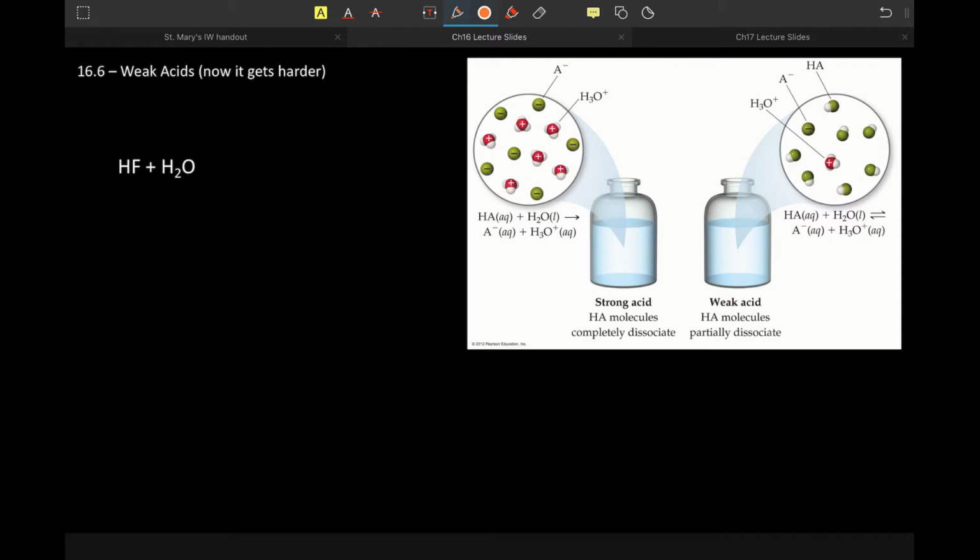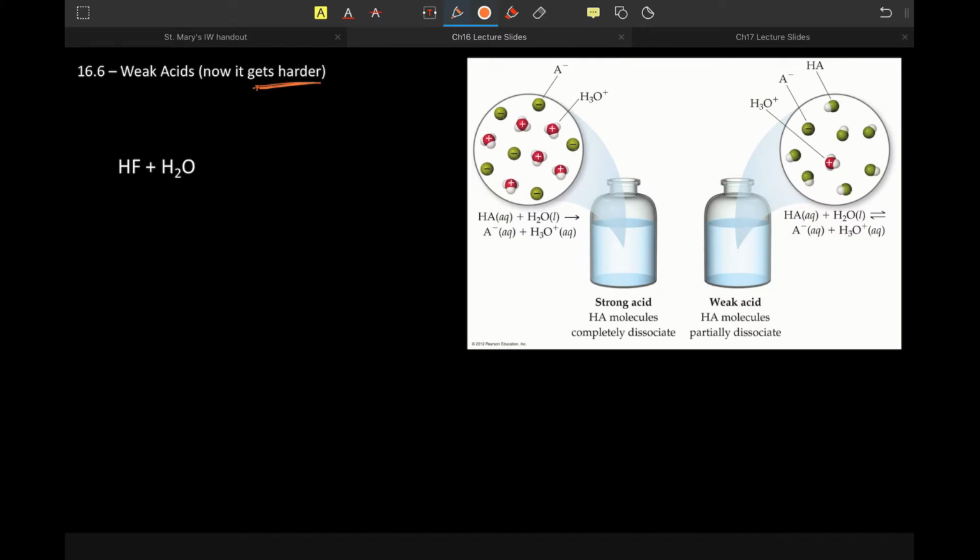Probably this is just going to be part 1 as we introduce the concept of weak acids. Everything up to this point should be relatively straightforward. The only reason that weak acids gets a tiny smidge harder is because we're going to take everything we know about acids and bases and pH and layer in equilibrium.